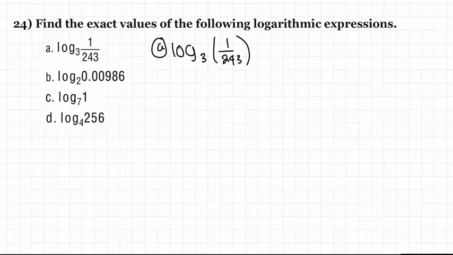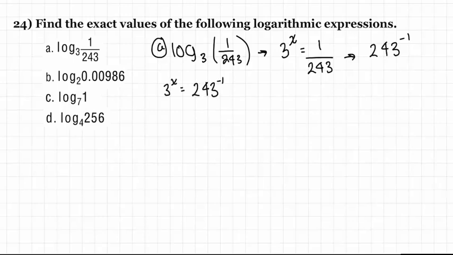I'm going to go ahead and rewrite this in exponential form, and when I do that, it's going to be 3 raised to the power of x is equal to 1 divided by 243. And I'm going to rewrite 243 as 243 raised to the negative power of 1, because when you raise it to a negative exponent, it automatically flips it in fraction form.